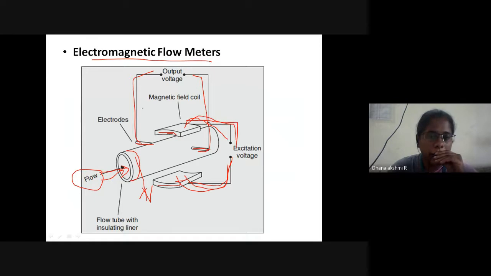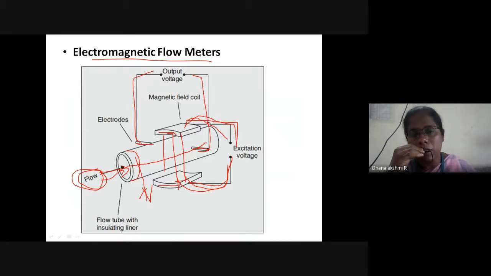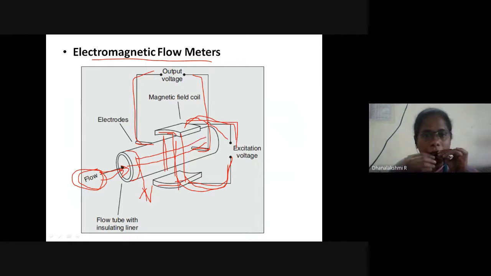The idea here is that the liquid should be a conducting one. In the magnetic field region, the conductor is nothing but our liquid, a conducting medium. When the liquid is flowing, the conductor moves, so the conductor is dynamic while the magnetic field is static. When we give excitation, the magnetic field is created, and in this region the conductor, which is our liquid, is dynamic.